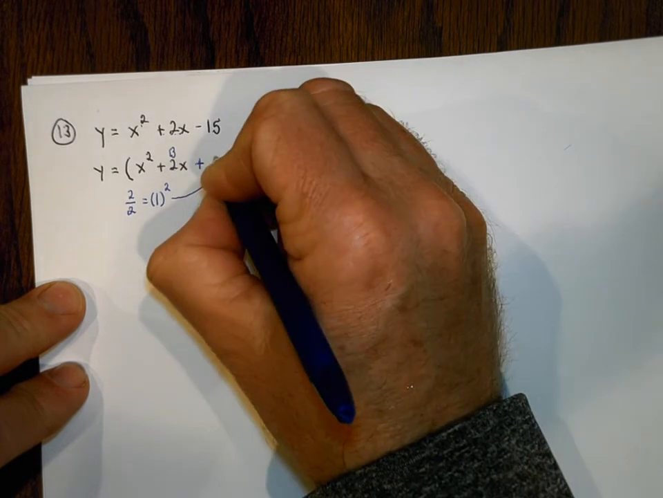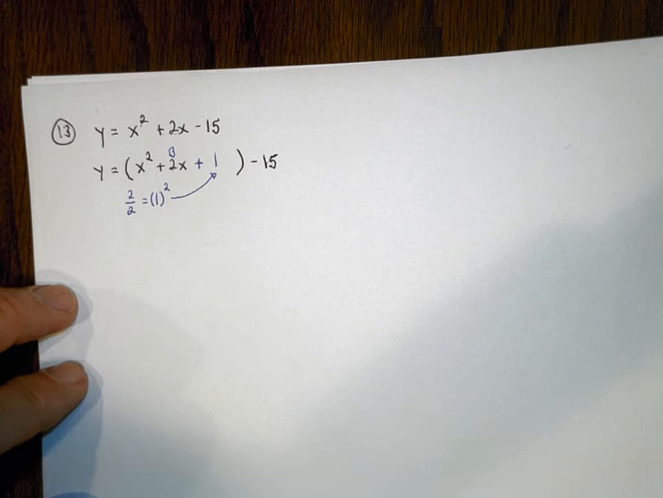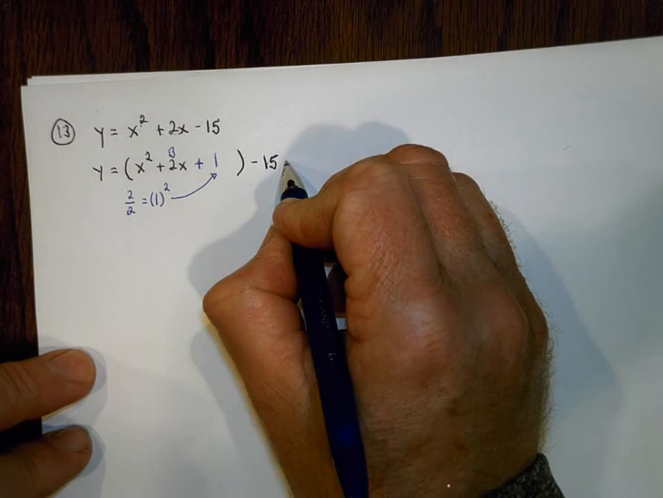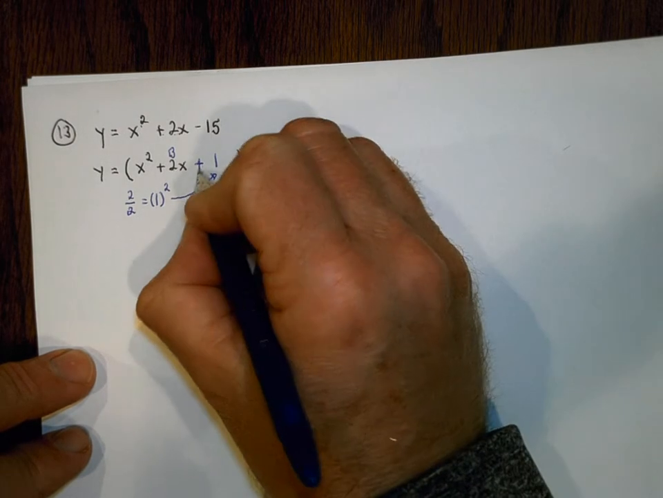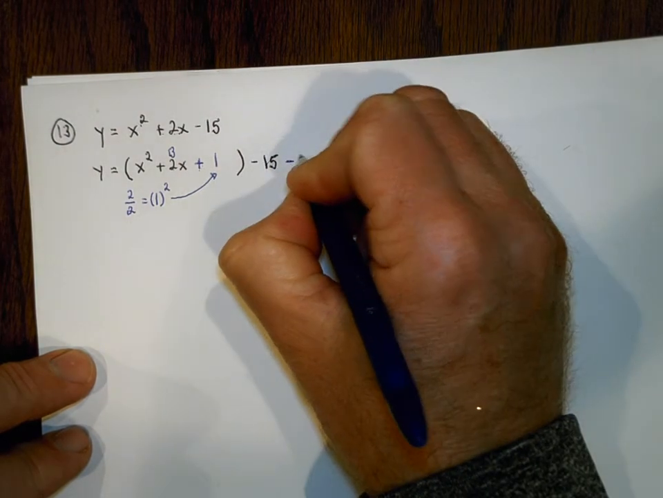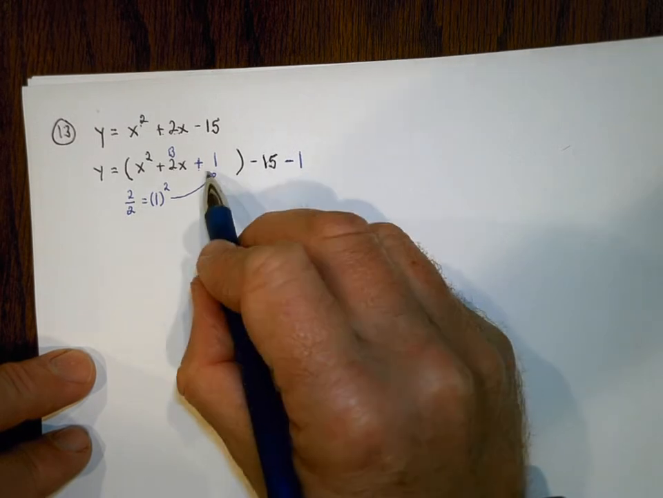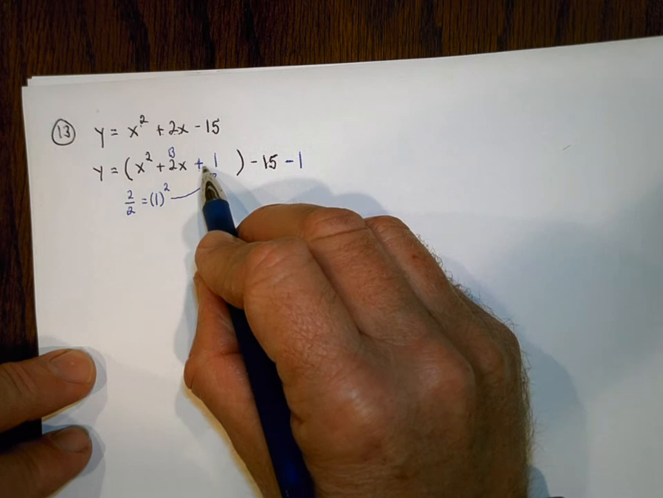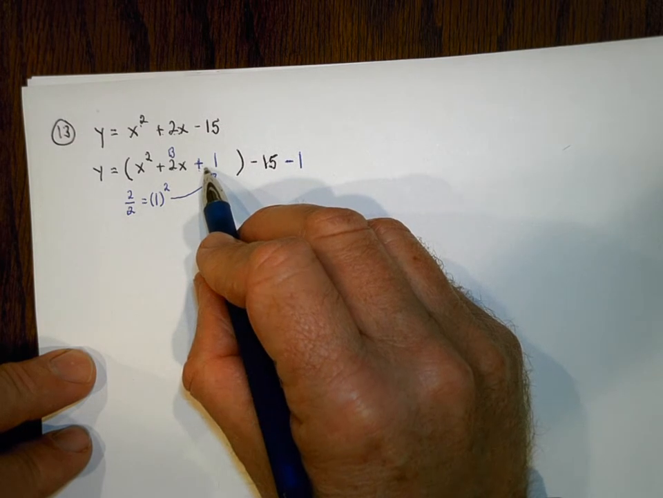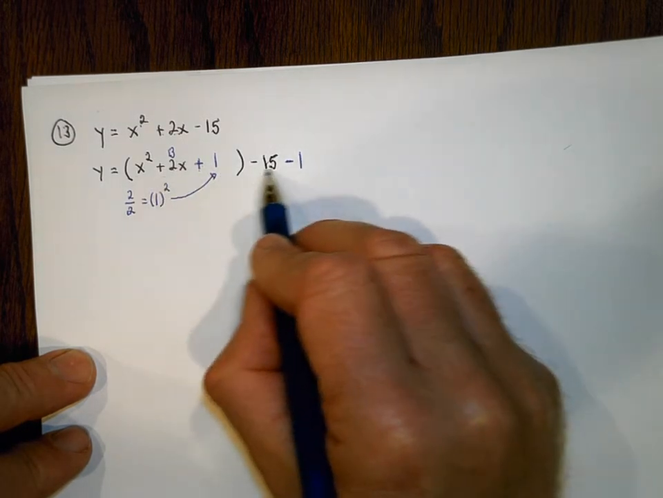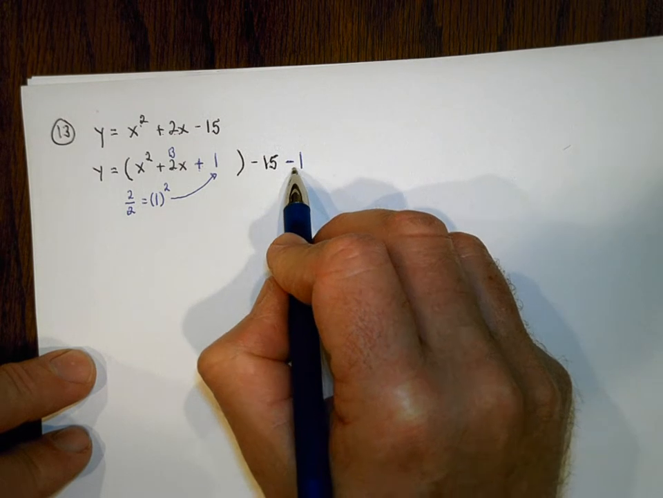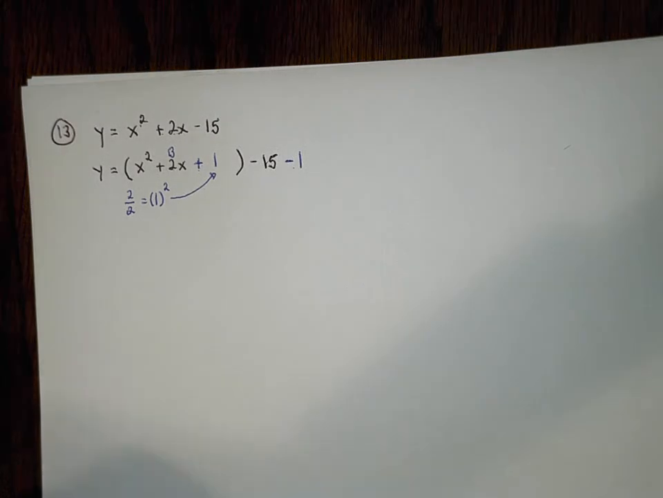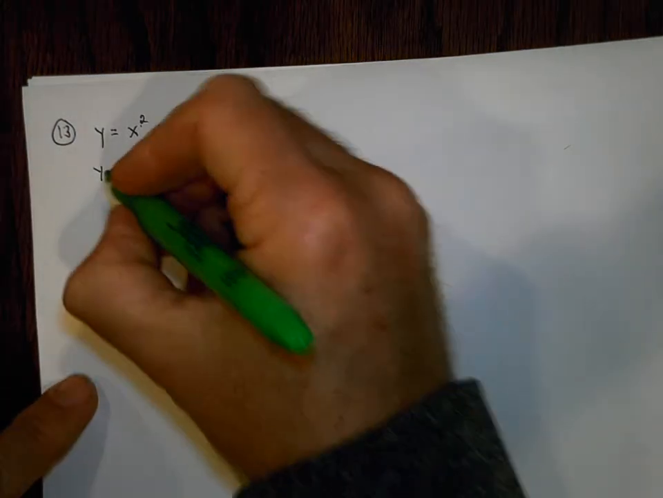So 1 to the second power is 1, so inside the parentheses we should have x squared plus 2x plus 1, and then outside the parentheses we need to balance the equation, so we're going to put a minus 1 outside the parentheses. Essentially that minus 1 cancels out the plus 1, which is really saying in a roundabout way that the equation I wrote on the second line is equivalent to the equation we started with. Okay? Alright, so now we're not in vertex form yet, we're almost there.